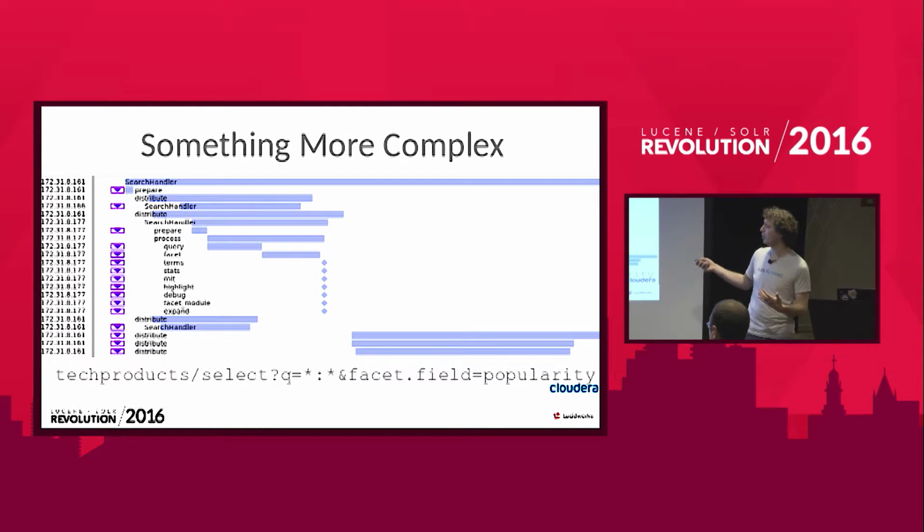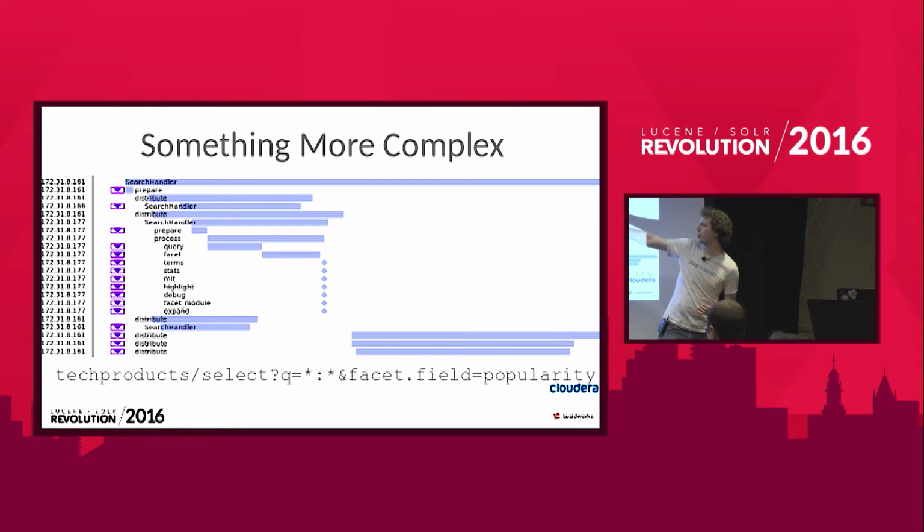So here's something a little bit more complex. It's the same query, but I added a facet. And we can see that the way that this changes is, we have a query block here, and we have a facet block here. I don't know if the laser pointer's showing up dark enough for people to see.